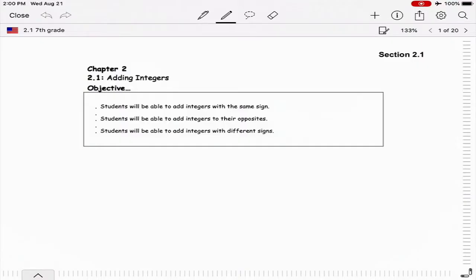Okay, so in today's lesson, students will be able to add integers with the same sign. Students will be able to add integers to their opposites. Students will be able to add integers with different signs.